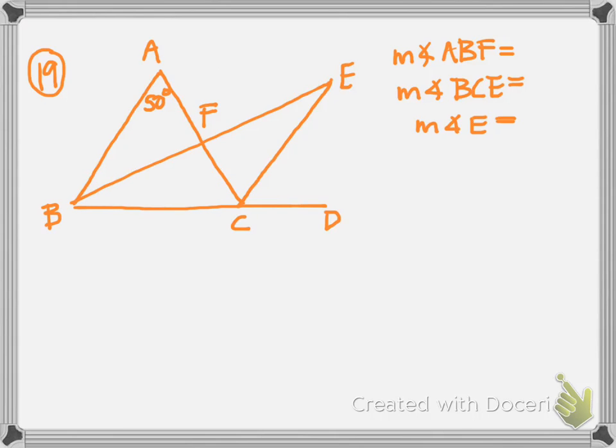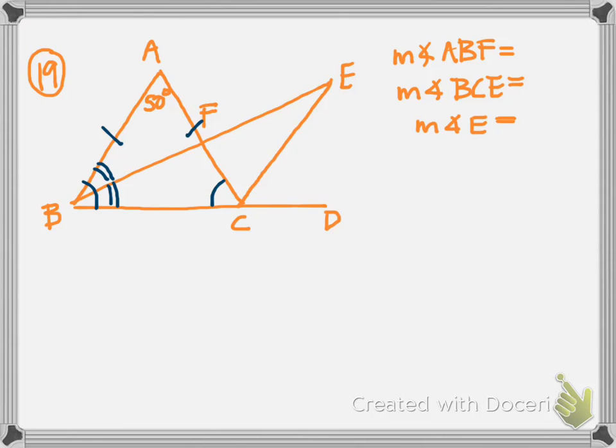In 19, we've got quite a few givens. Our first given is that triangle ABC is isosceles with base BC. If base is BC, that means AB and AC are the congruent sides. Whenever we have isosceles triangles, we also know that the base angles are congruent. So angle ABC and angle ACB are going to be congruent. We're also told that ray BE bisects angle ABC, which means these two halves are congruent.